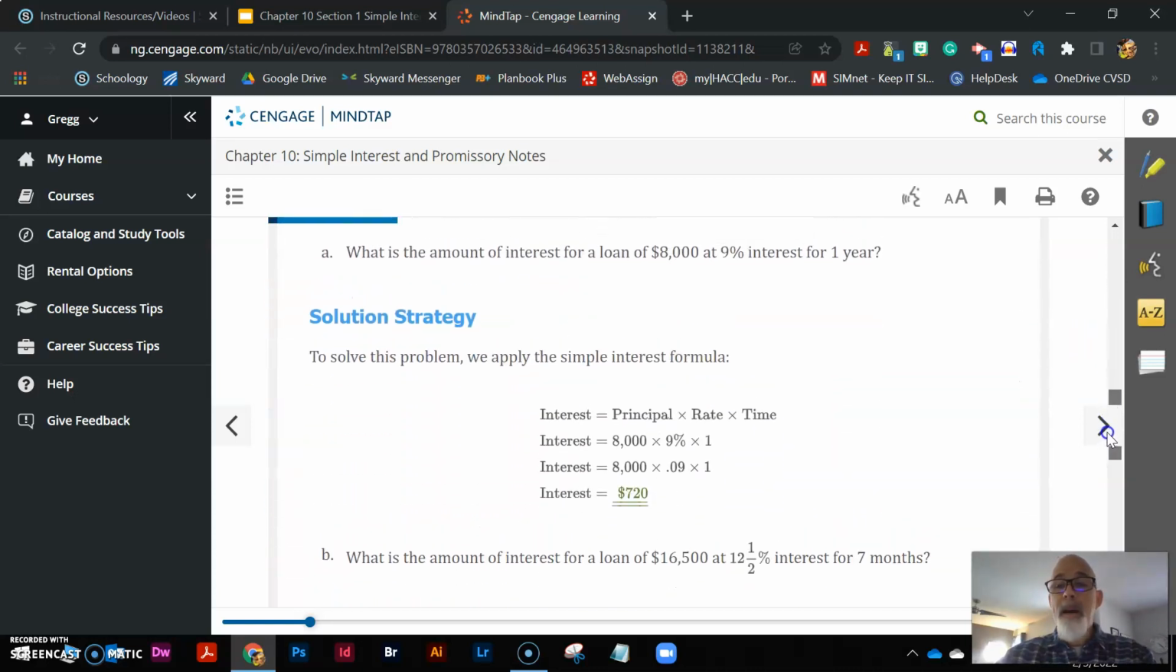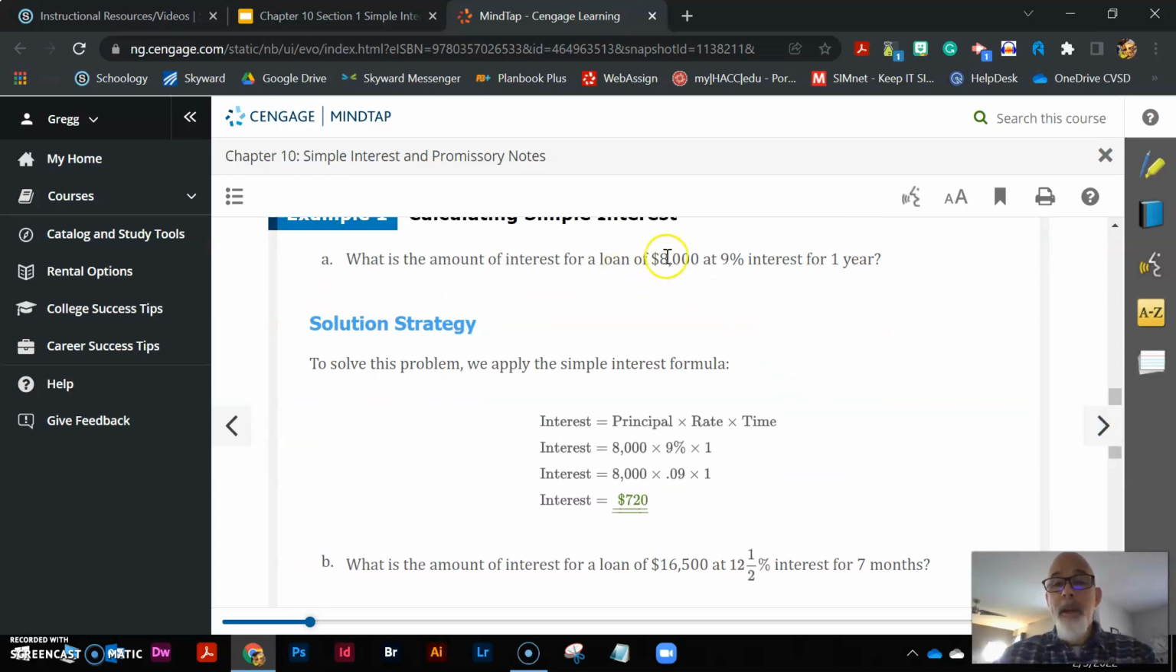So when I calculate this, here's a problem. So here's my principal, $8,000. My 9% interest for 1 year, because it's a year and they're labeling it as a year. I can leave it like that. So I'm just simply going to multiply these three things together. In this case, in the example shown, they are breaking the 9% down to a decimal format. If you're doing this on your calculator, you can break it down to a decimal, or you can leave it as 9% times 1. So in this case, I'm going to pay $720 on top of my principal of $8,000 if it takes me a year to pay that back.